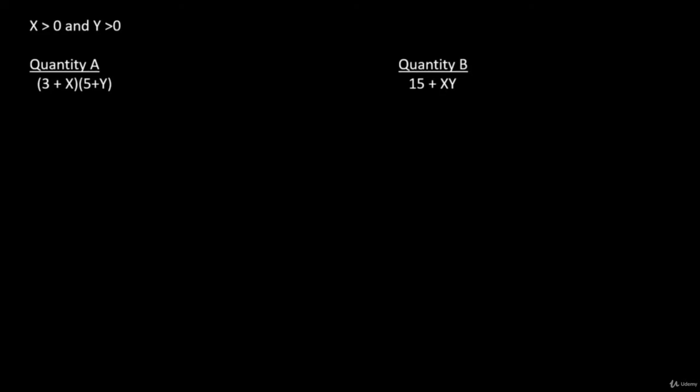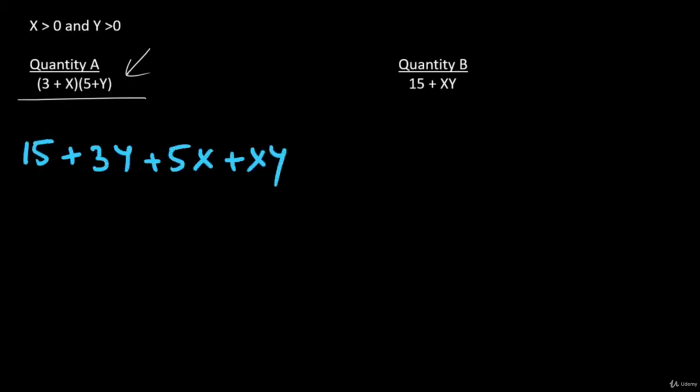Let's do it together. Now let's simplify the expression given as quantity A by opening the brackets. So that would be 3 into 5, you get 15, plus 3 into y, which is 3y, and x into 5, that's 5x, and x into y, that's xy, right? So this term over here expands as 15 plus 3y plus 5x plus xy, and as quantity B, you have 15 plus xy.